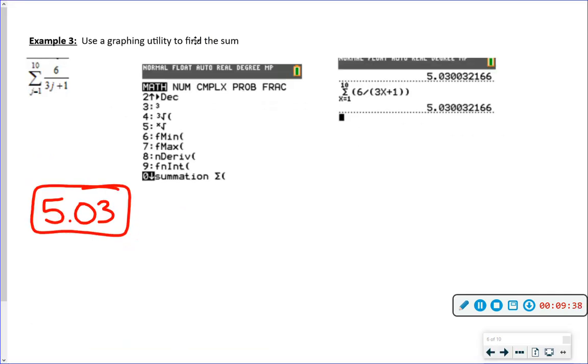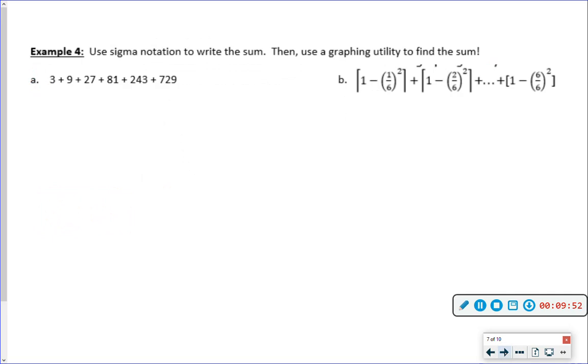Now don't forget too, on your calculators, if you hit that x comma t comma theta comma n button, n might have popped up for you because remember we put your mode in sequence on Friday. You might need to go back in and put your mode on function. Okay.